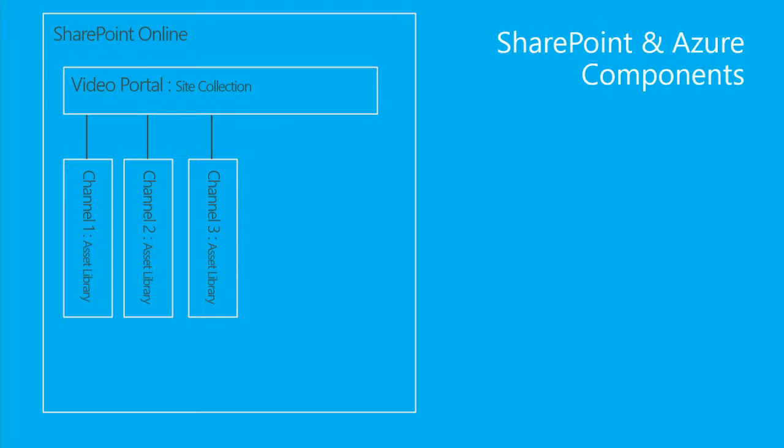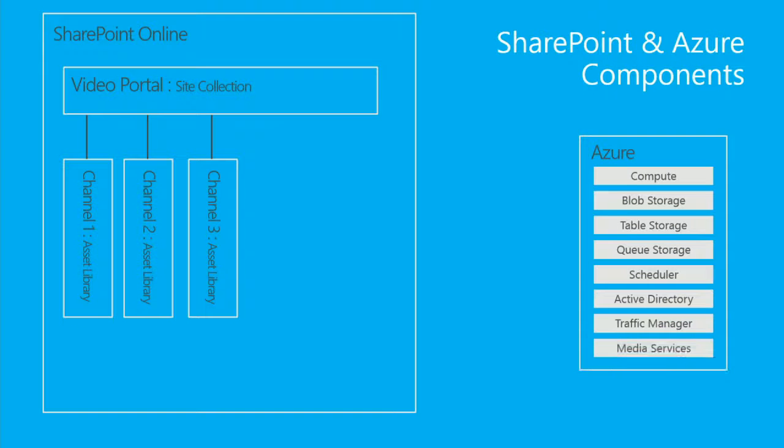And we're using a new content type inside that asset library that allows us to send it over into Azure. On the Azure side, we're working with the Azure folks and media services folks, and they have a new service that's built off of all of these pieces of technology that's part of Azure Media Services, and it's using compute and blob storage and table storage and queue storage and scheduler and Active Directory, Traffic Manager, and then all the core stuff and guts of media services itself.